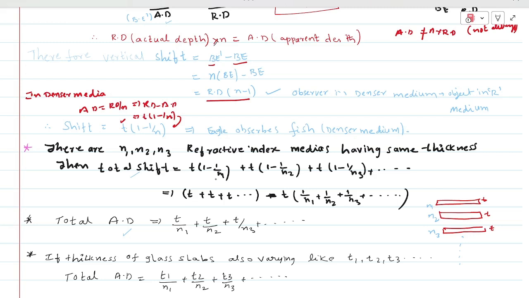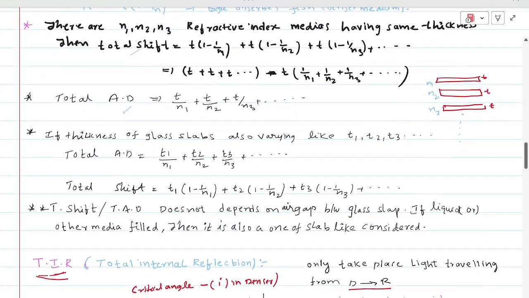Then total shift is equal to T into 1 minus 1 by n1, plus T into 1 minus 1 by n2, plus T into 1 minus 1 by n3. And here, with the same thickness, I can take T common: T plus T plus T up to n terms, minus T into 1 by n1, 1 by n2, 1 by n3 and so on. Right. Similarly the total apparent depth is T by n1 plus T by n2 plus T by n3 and so on. Here T is the same, n1, n2, n3 are different. Now if the thickness of the glass slab also varies, and the refractive index also varies, then use the total apparent depth and total shift formulas.